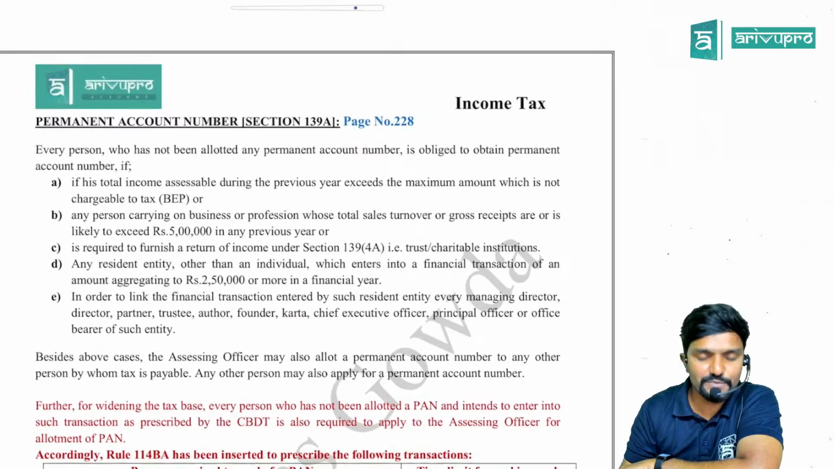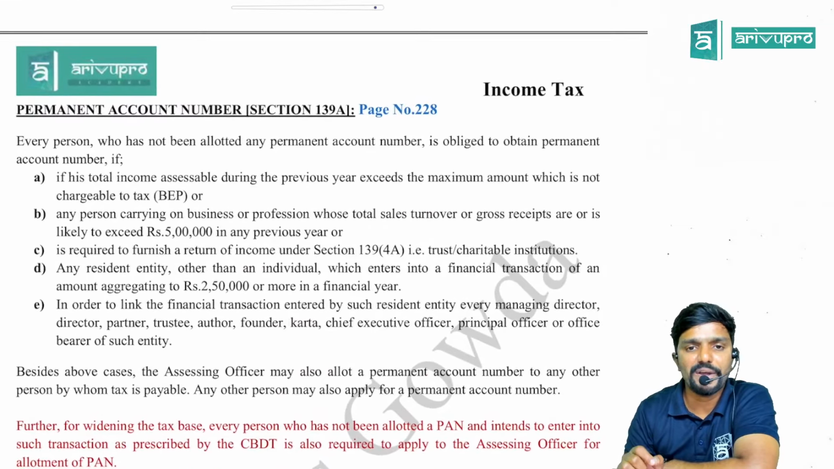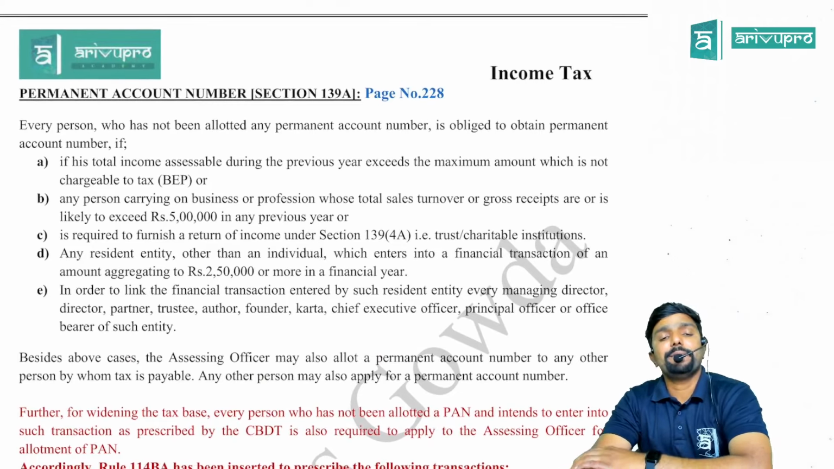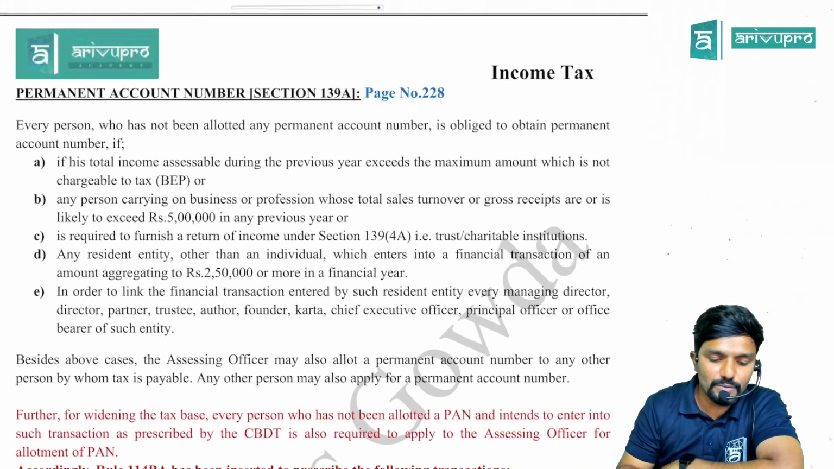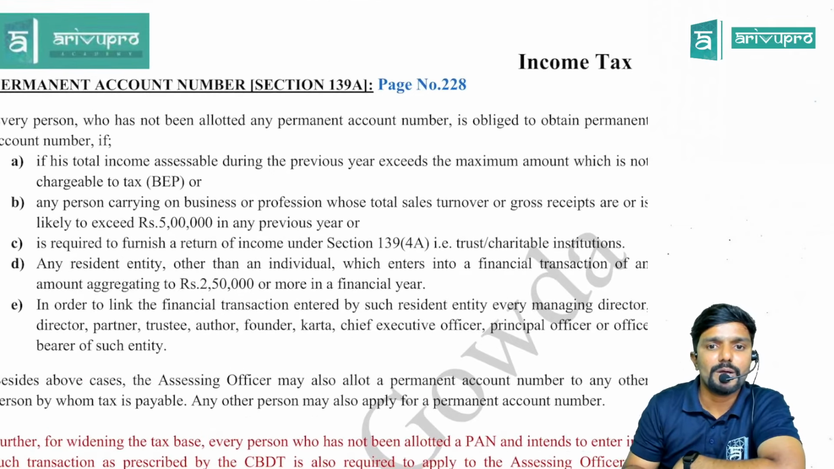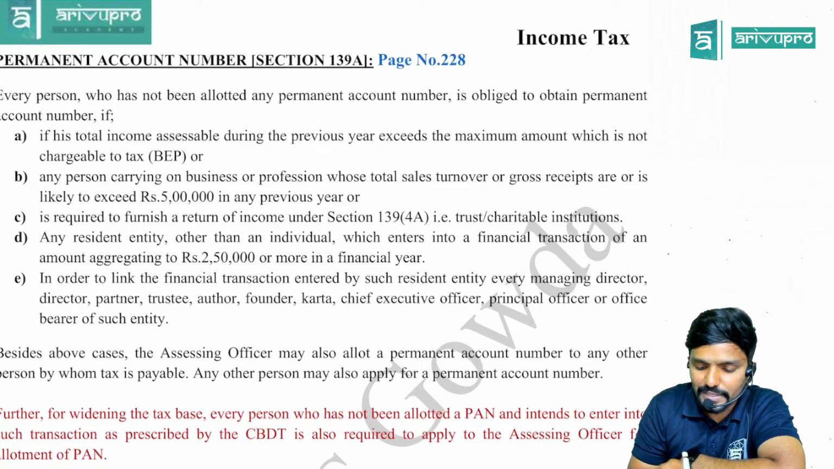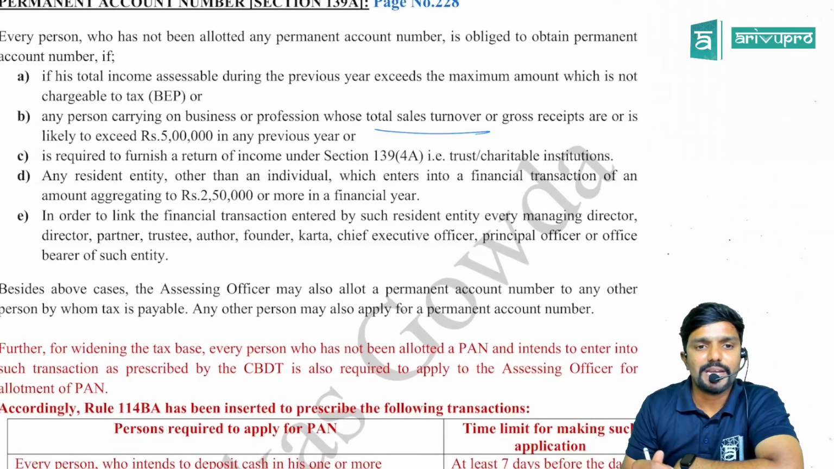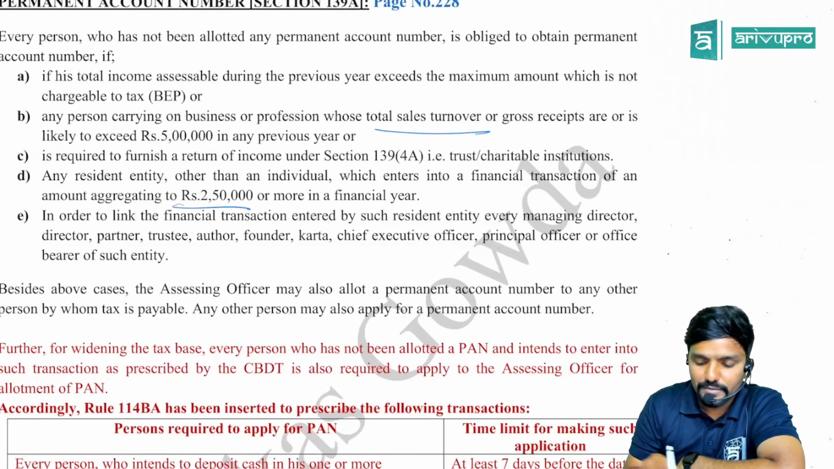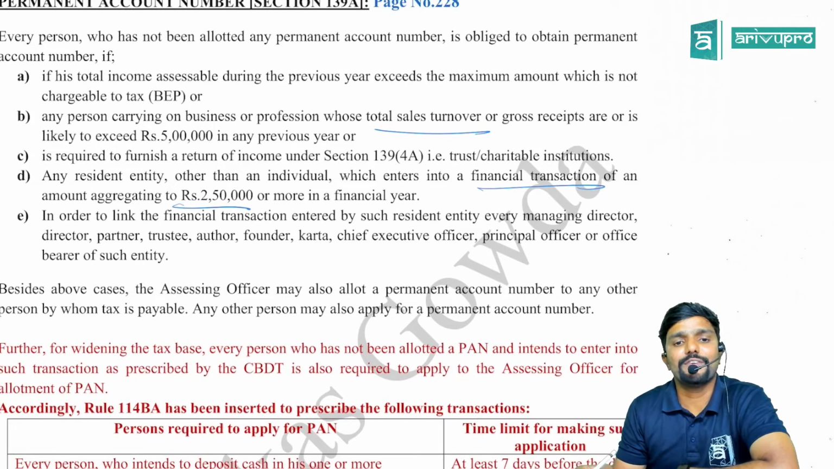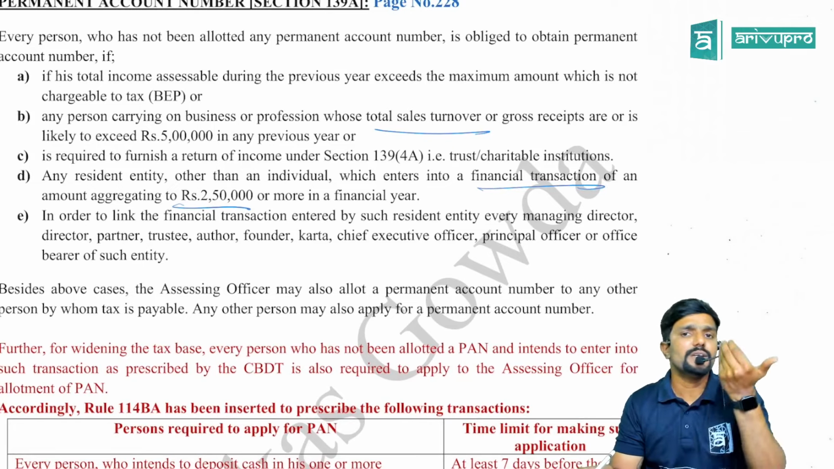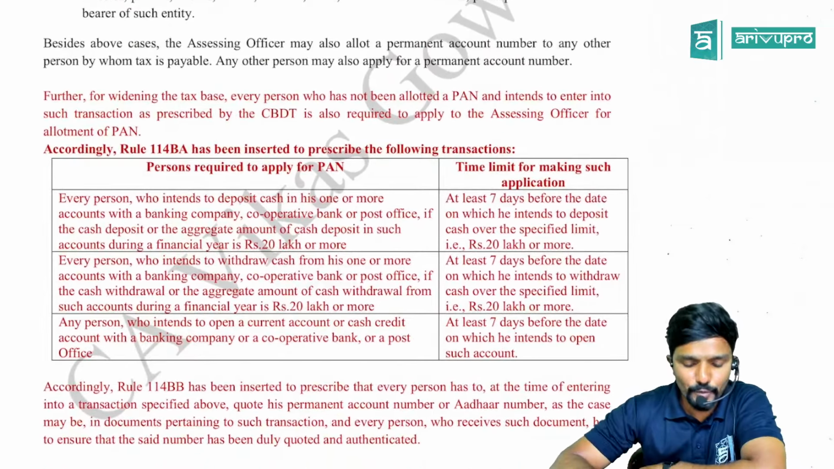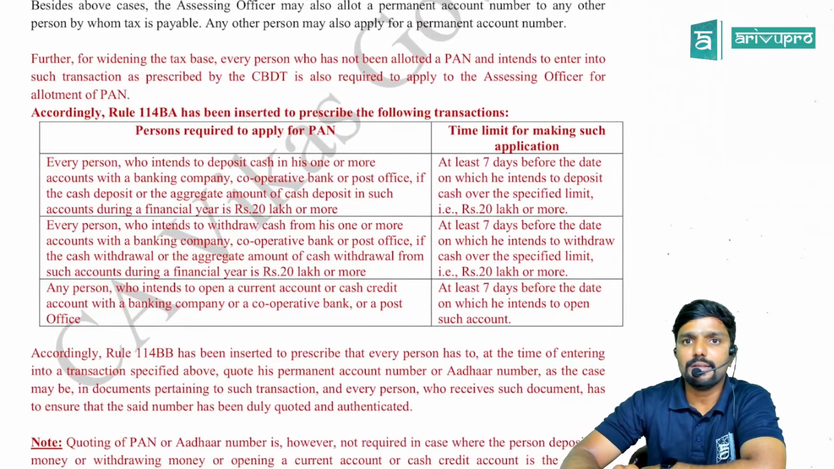Next change is with respect to PAN. Come to page number 228. We already saw the list of people who are supposed to obtain PAN, guys: a person whose income is more than the basic exemption limit, or a person whose sales or turnover from business or profession is more than 5 lakh, or if it is a trust or a charitable institution, or if a person is entering into any financial transaction of 2,50,000 or more. They should have a PAN. Now this list has been extended to add some more people who are supposed to have PAN as per the rule.